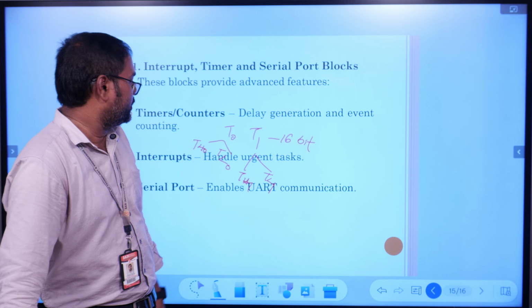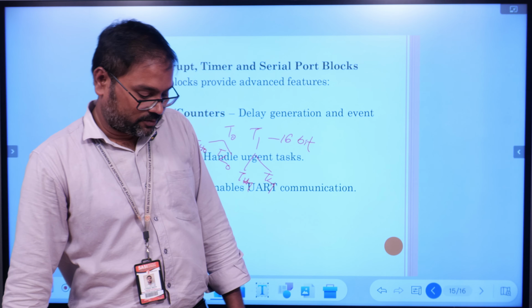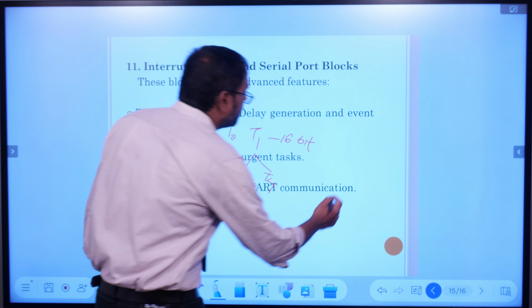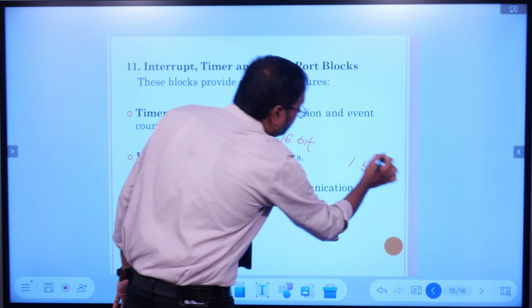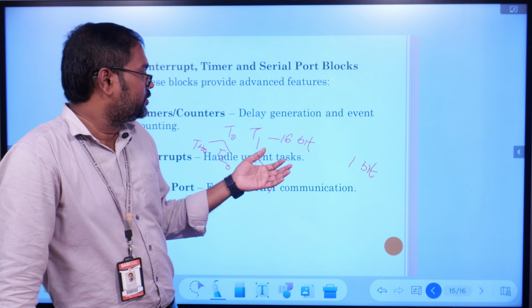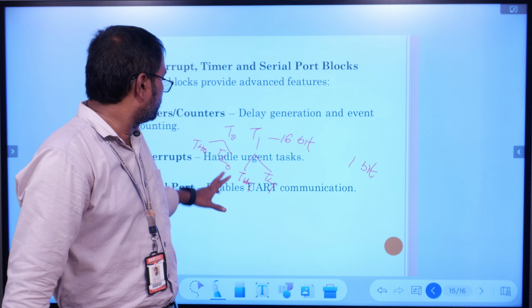And next one is the serial port information. The serial port is used for UART communication. To communicate with an external device, we can transfer the information serially. Serial transmission means we can transfer the information bit by bit. That means we can transfer only one bit of data at a time. After one bit, the next bit can be transferred, so we transfer information bit by bit with the external devices or external communication devices. So this is about the serial port information.